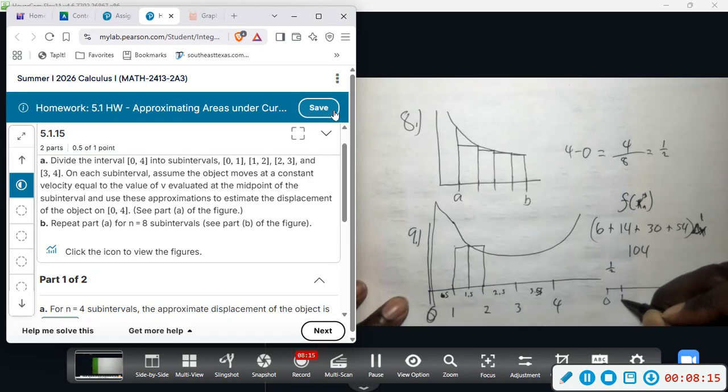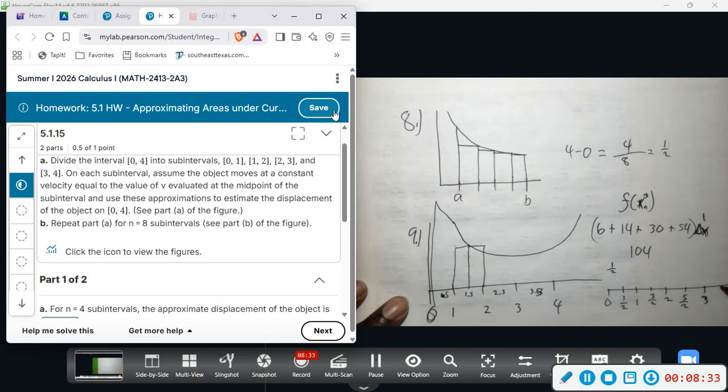And so this will be 1/2, and then 1, and then 3/2, and then 2, and then 5/2, and then 3, and then 7/2, and then 4. So these will be our 8 tick marks, but we're going to use the midpoint of these.